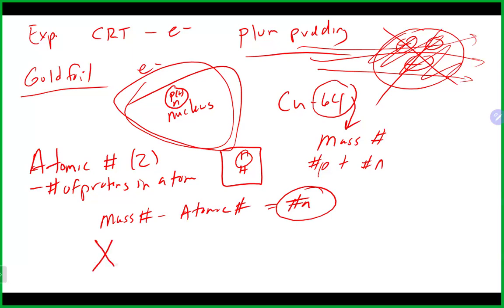The way that we write this is like this, where we use the symbol and put the mass number at the top left, and the atomic number at the bottom. Top number minus bottom number will give you, again, the number of neutrons. The mass number is not found on the periodic table.